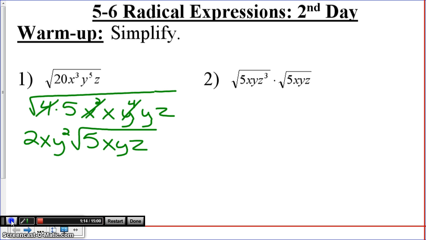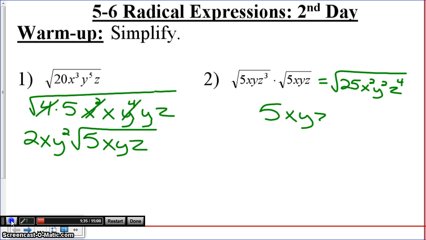If we look at the next one, we're multiplying 2 radicals together. So let's multiply first before we simplify. So we have the square root of 25x squared y squared z to the 4th, and then this can nicely simplify into 5xyz squared.